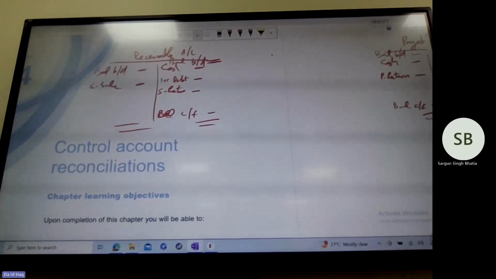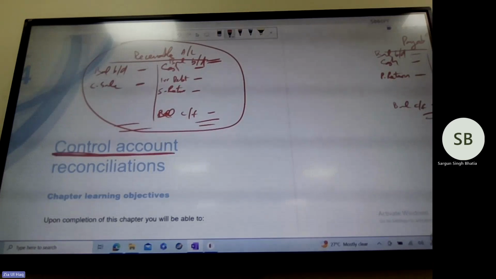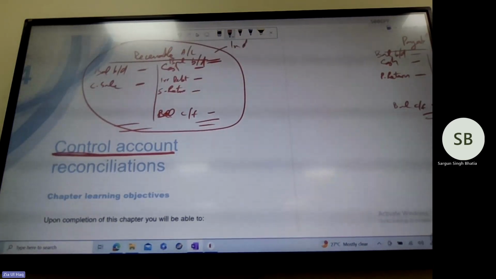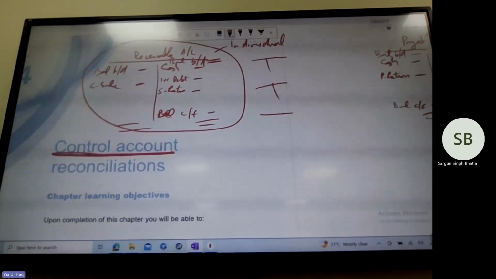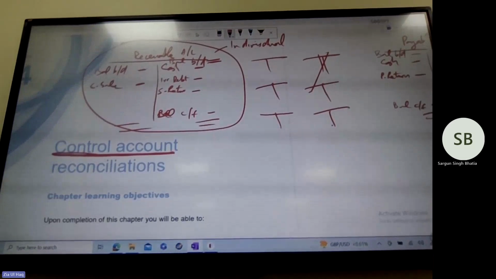Whenever we record entry into receivable ledger, we need to record entry into receivable control account ledger as well. Receivable ledger is relating to an individual customer. If we have 10 customers, there will be 10 separate receivable ledgers. This is called receivable ledger relating to a particular customer. Receivable control account is a combined ledger of all the 10 receivables.